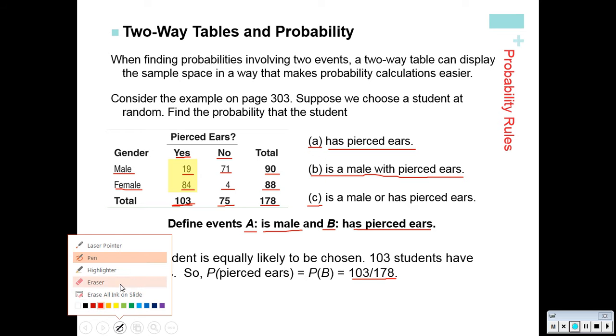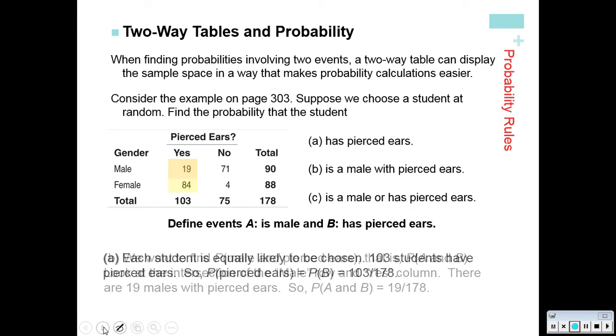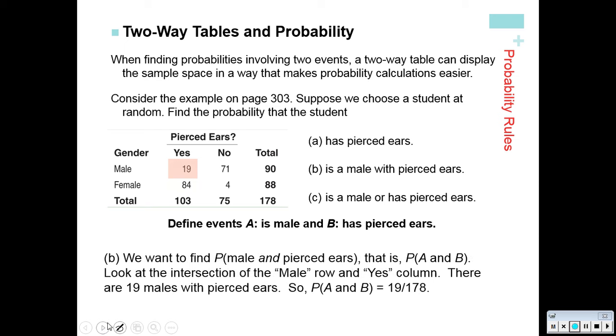Part B is a male with pierced ears. So for part B, what we're looking at here is a male with pierced ears. Well, there's 19 males that have pierced ears, and that's out of a total of 178 people. So it's still out of 178 because we're still talking about the total number of people that are in the table there.